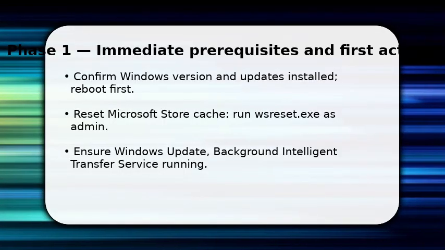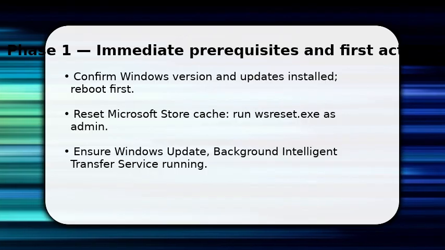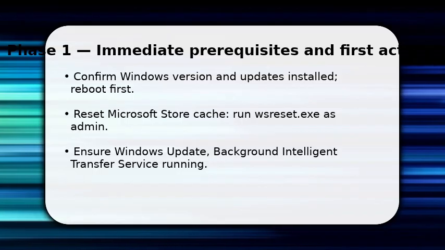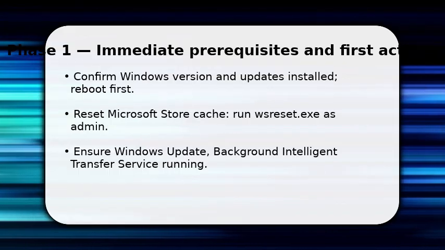You start by confirming Windows updates and rebooting. This clears transient locks. Once done, run WSReset.exe as administrator to flush the store cache. That often fixes initialization. Next, open services and make sure Windows Update and Background Intelligent Transfer Service are set to automatic and are running. If stopped, start them now.